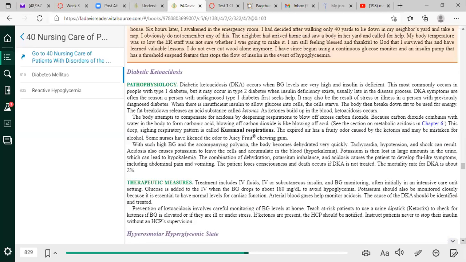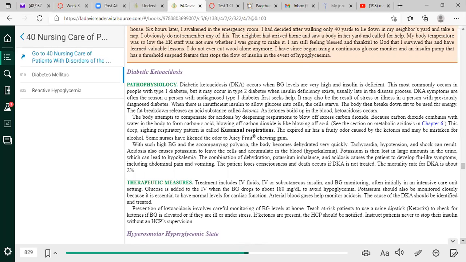And do you need to report this to the physician if your patient is hypoglycemic? Yes. You need to report it to the physician. You need to report it to the patient's guardian if they have a guardian. The guardian needs to know what's going on as well.